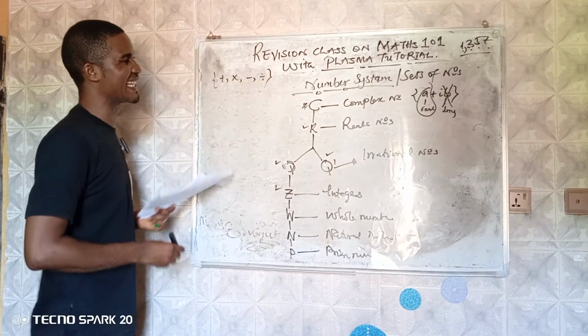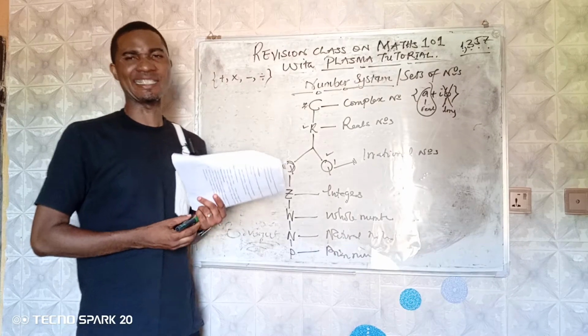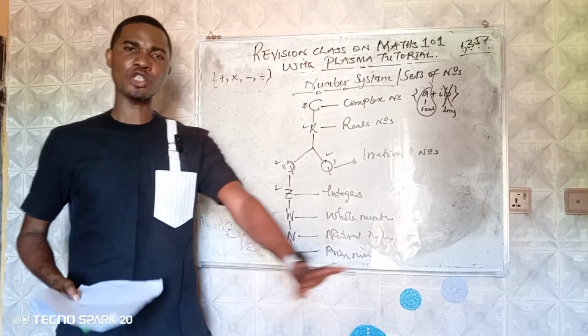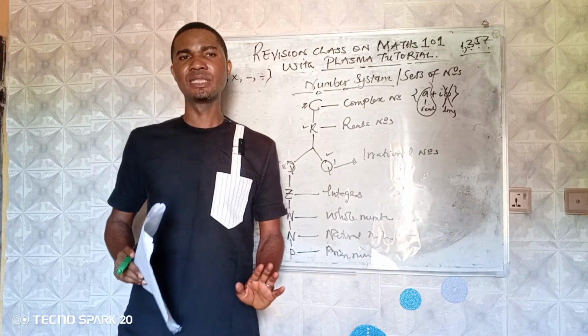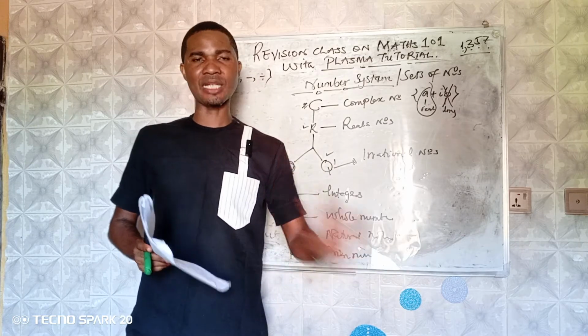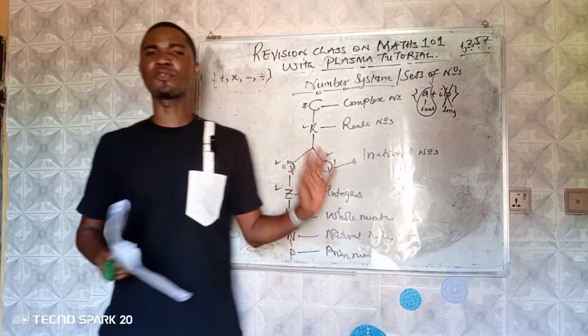This one is called a rational number. A rational number. What are irrational numbers? Irrational numbers are just numbers that are not rational. Simple. They are numbers that are not rational. There is no other definition for them.